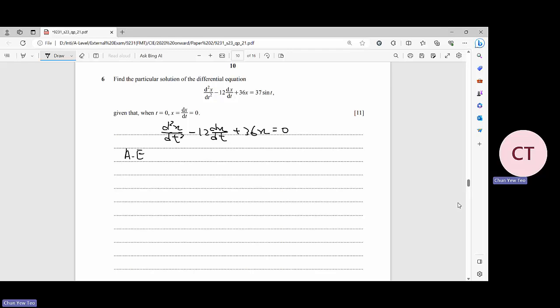From here, we convert it to the auxiliary equation. AE is the auxiliary equation, so you make it m squared minus 12m plus 36 equals 0, and you get (m minus 6) squared equals 0. You have m equals 6 and m equals 6, a repeated root. So if you have repeated roots, then your complementary function xc will be equal to (at plus b) multiplied by e to the power of 6t.